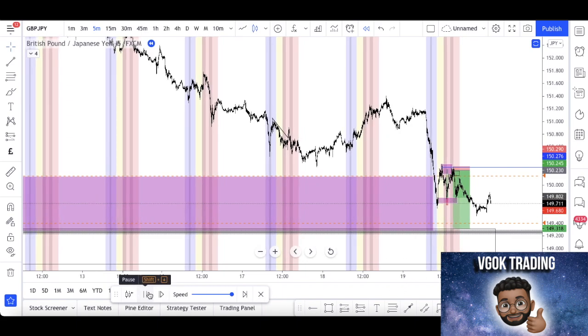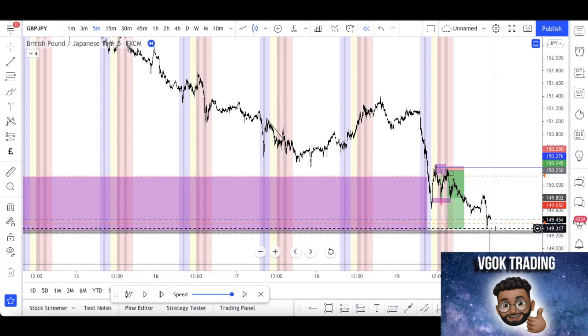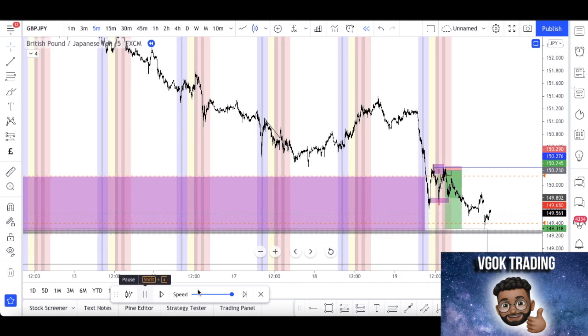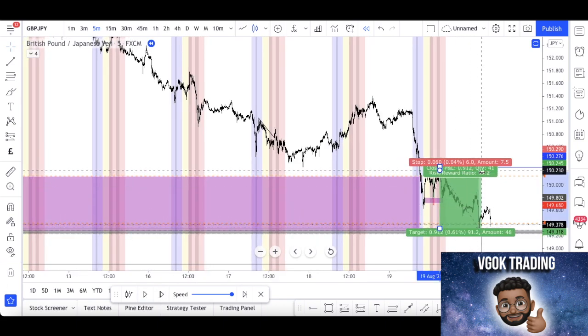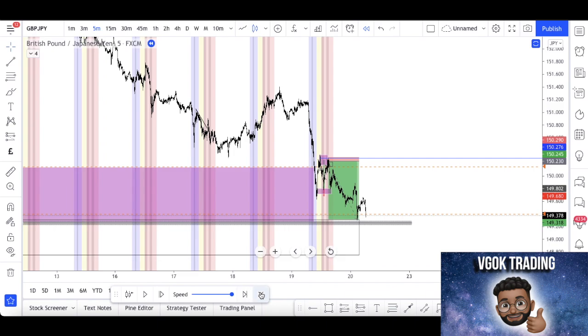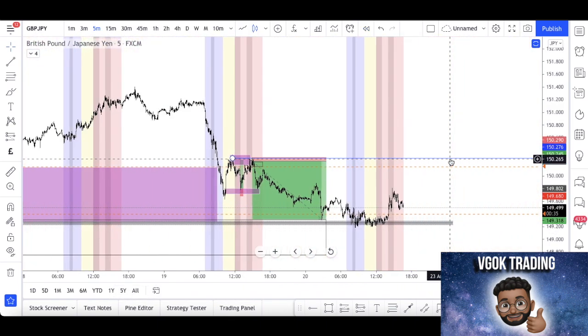So as we forward the price, we get into that demand zone at around 3 in the morning. So I think TP was hit around that time, and that was pretty much the end of the trade, hitting that 1 to 15 risk to reward ratio. So let me just exit out of the replay mode, and as you can see how price has actually progressed since then.